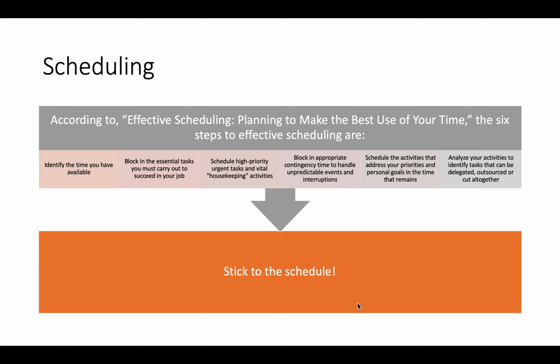According to effective scheduling, planning to make the best use of our time, the 6 steps to effective scheduling are: identify the time you have available, block in the essential tasks, schedule high priority, urgent tasks, and vital housekeeping activities, block in appropriate contingency time to handle unpredictable events, schedule the activities that address your priorities and professional goals, and analyze your activities to identify tasks that can be delegated, outsourced, or cut altogether.